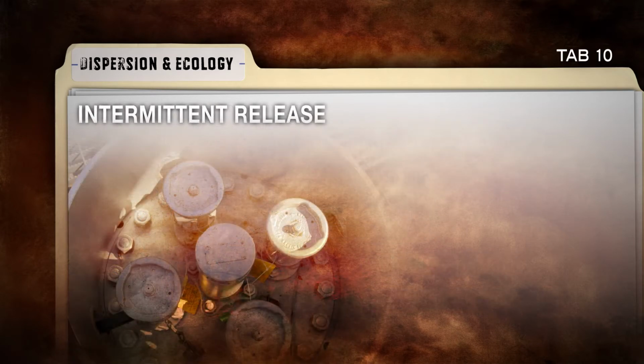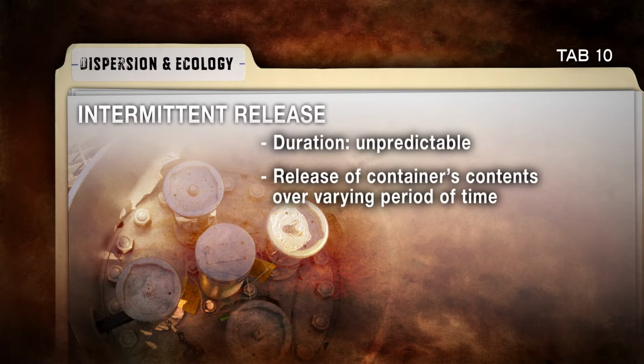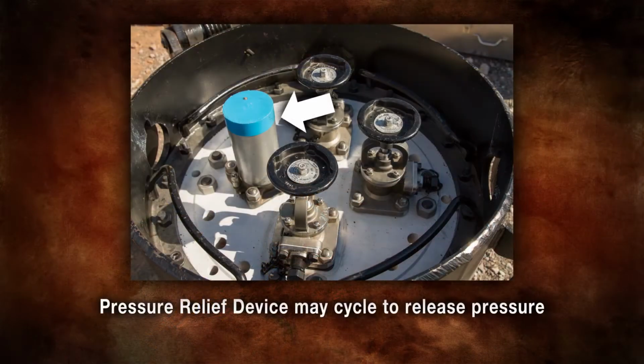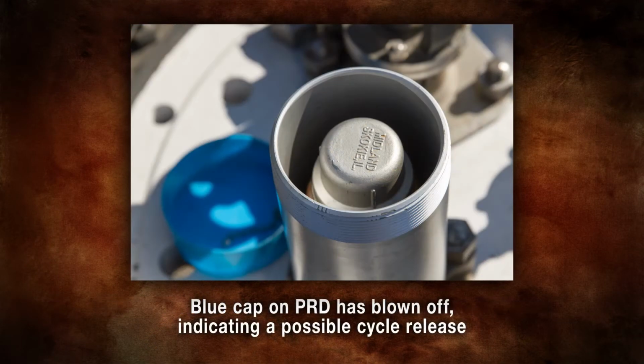An intermittent release is characterized by the release of chlorine to the atmosphere for an unpredictable amount of time or frequency. The resulting clouds will be dependent on the length and cycle time of the overall release. One example of this type of release is a pressure relief device cycling due to temperature or volume change.